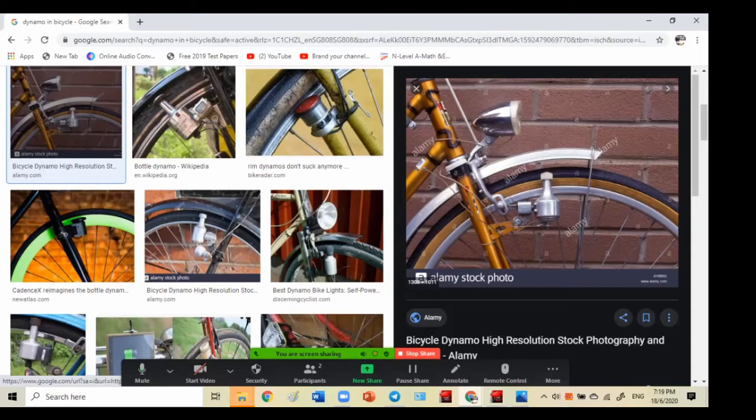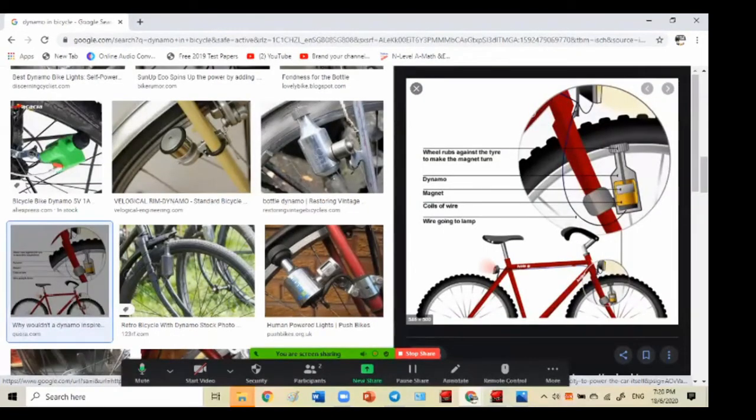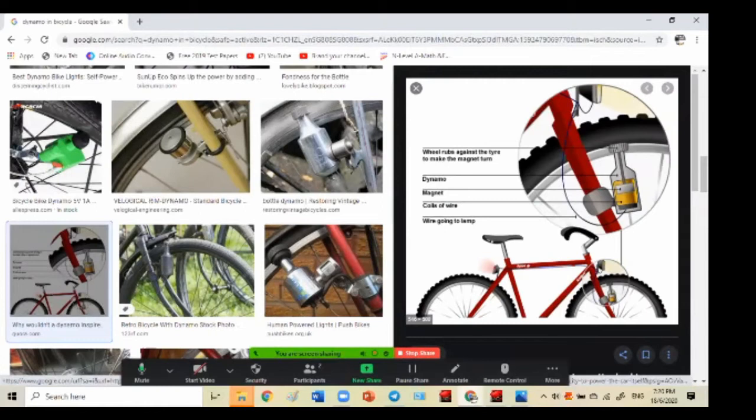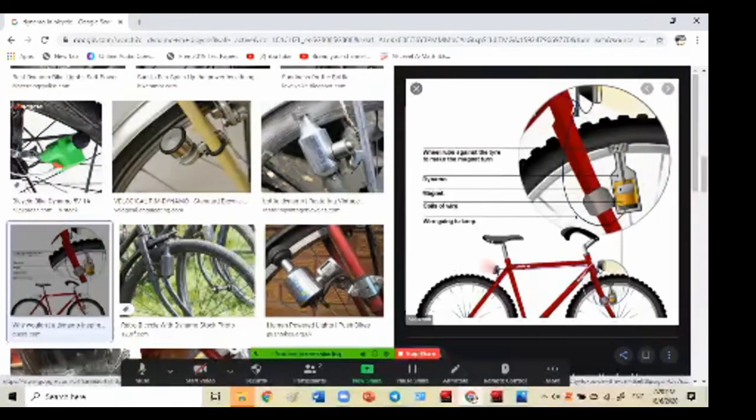This cap is attached to a magnet, and the magnet is surrounded by a coil of wires. When the magnet turns inside the coil of wires, electricity is generated, and it will light up your lamp here. So there's no need to buy batteries. Nowadays they use battery packs, but the older bicycles had this dynamo. This ensures you have power forever as long as you keep turning this knob. The wheel turns, this touches the wheel and turns, the magnet turns, and the electricity flows out. So that is the dynamo.